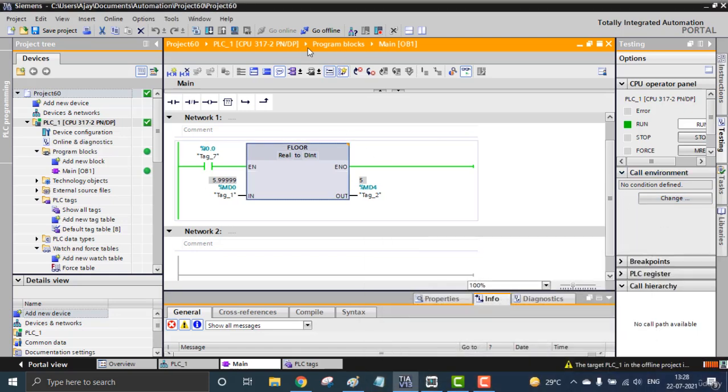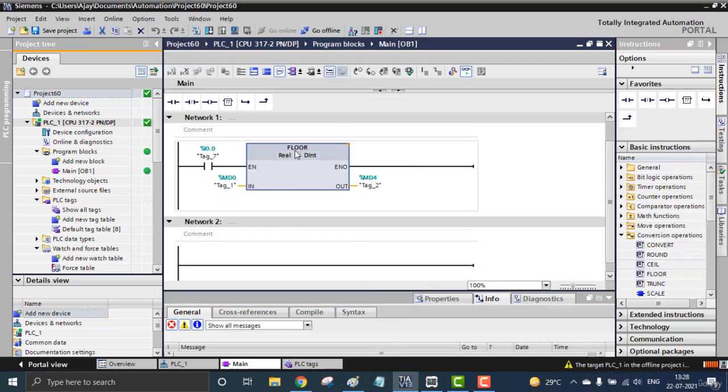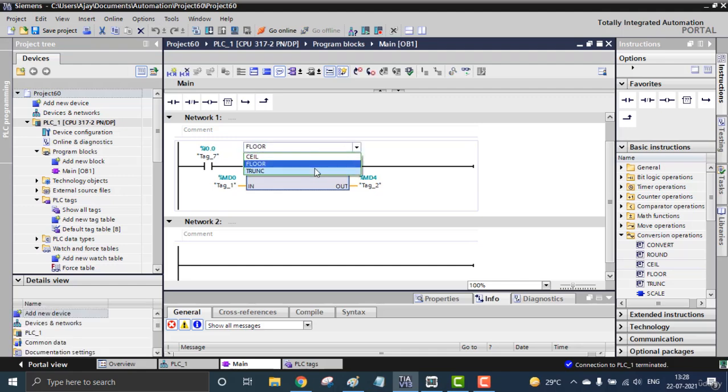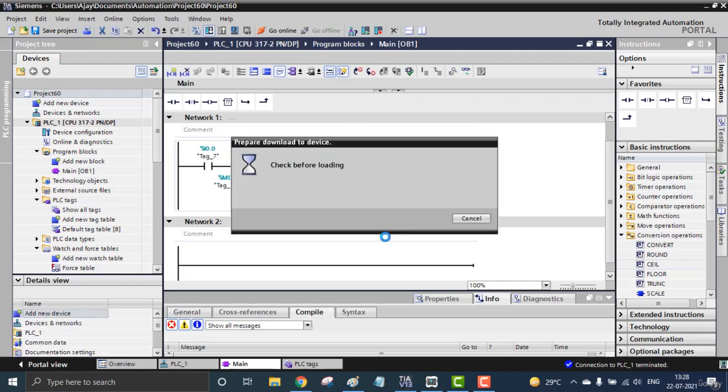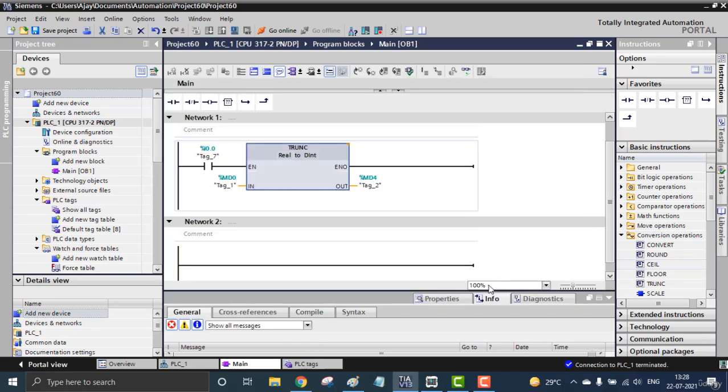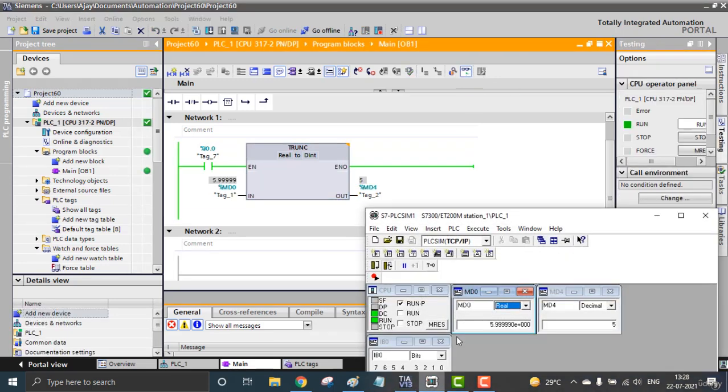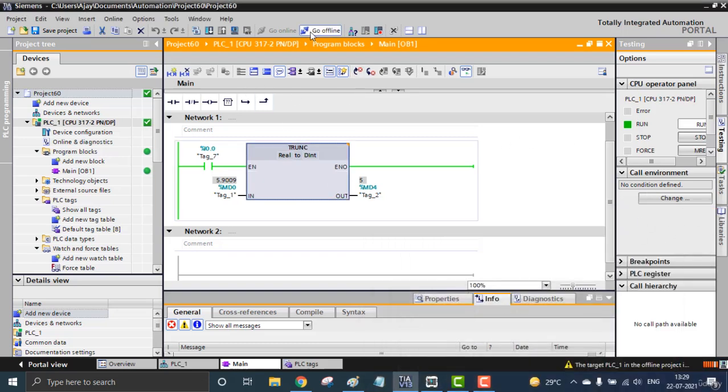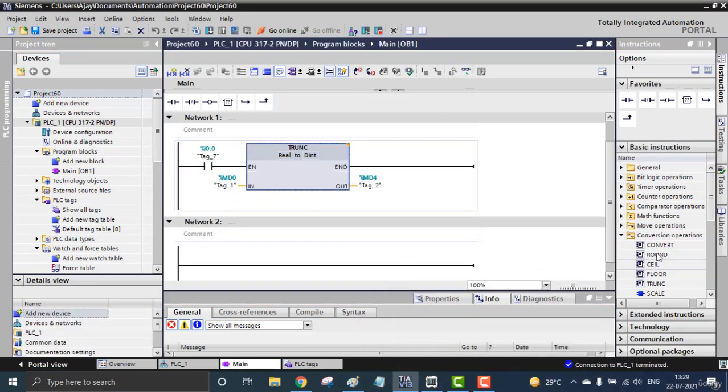So we can go to the very next one, that will be the truncate. Truncate is almost similar to floor. Truncate means just eliminating. Whatever point value the input has, it will be eliminated. Truncating means cutting off. That is the exact meaning of truncate. Whatever the value may be, it will cut off the point value, and we get only the normal integer value. And these are the main conversion blocks we examined through the Siemens TIA Portal.